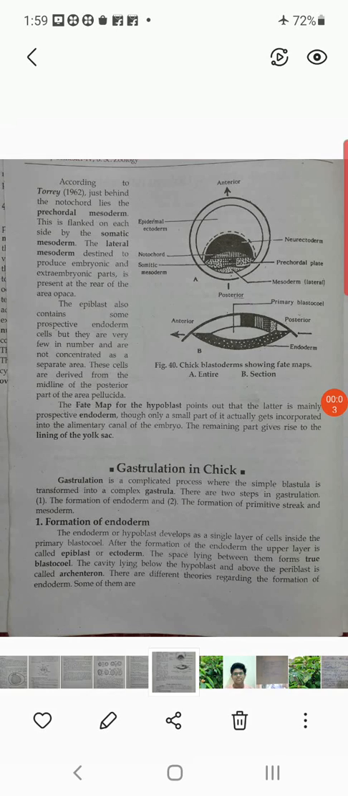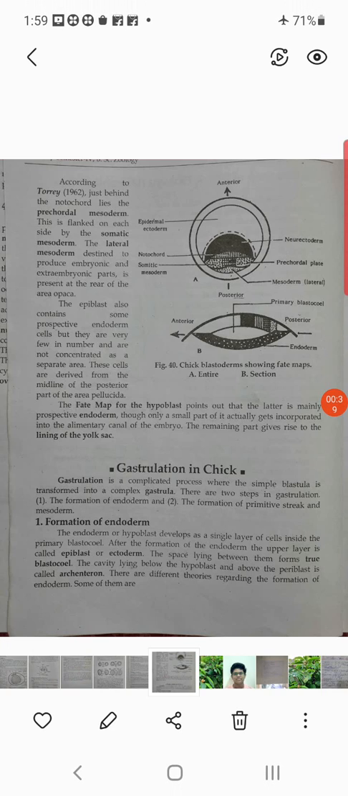Dear students, today we start gastrulation in chick. Yesterday we studied blastulation. Blastulation and gastrulation are processes after fertilization is over. It is just a division of the cell, that is, the zygote. The zygote is a single cell, but it has the male gamete nucleus and the female gamete nucleus. They get united and the zygote is formed.